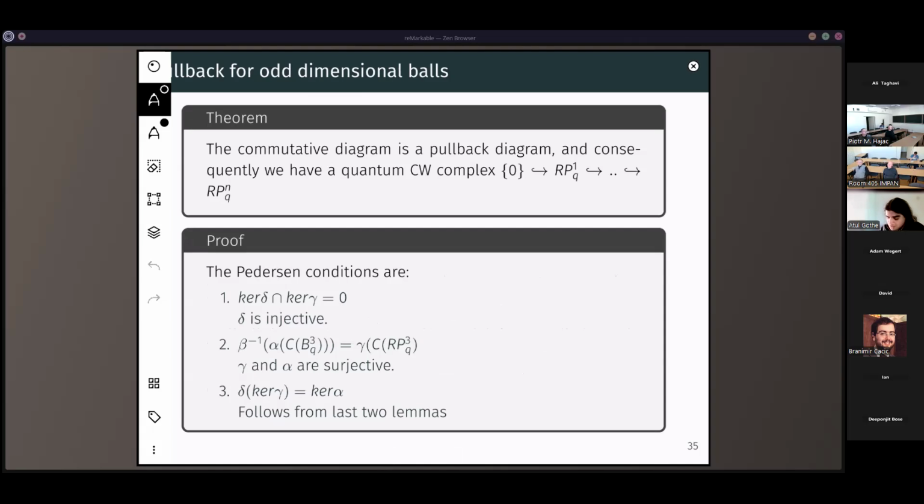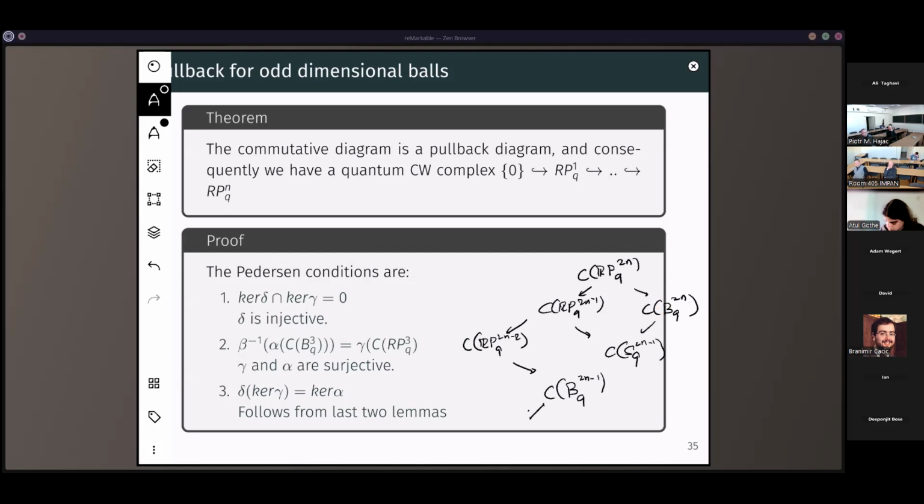So we have two kinds of pullback diagrams. We have RPQ2N, PQ2N minus 1. So we have two pullback diagrams, and this further can be pushed down to PQ2N minus 1, 2, because of the other one. And so on and so forth.